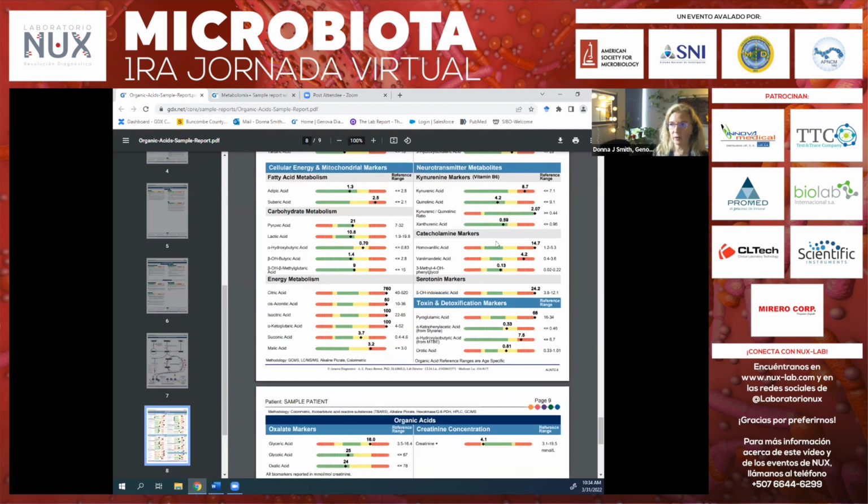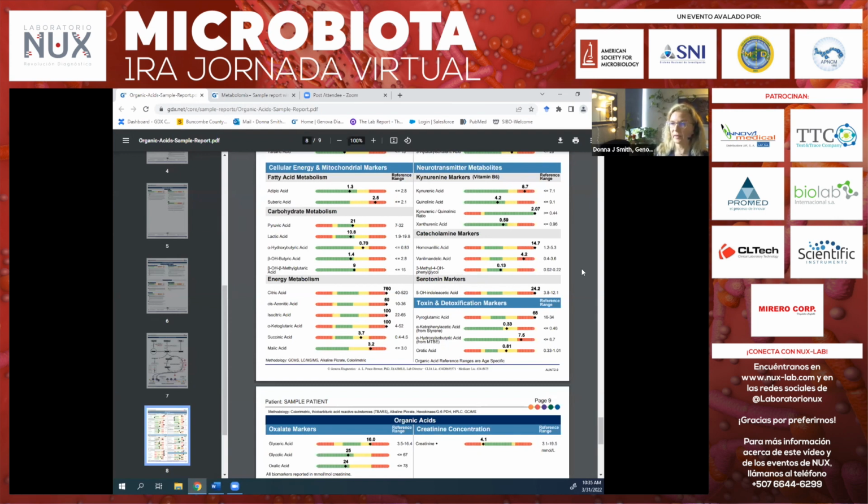Next, we have our catecholamine markers. So these are derived from the amino acid tyrosine. And this pathway is the same pathway for dopamine, epinephrine, and norepinephrine. And so whenever we see lows or highs here, they can be associated with certain signs and symptoms such as depression or mood disorder, sleep disturbance, fatigue. Elevations are usually associated more with a chronic adrenal stress response.